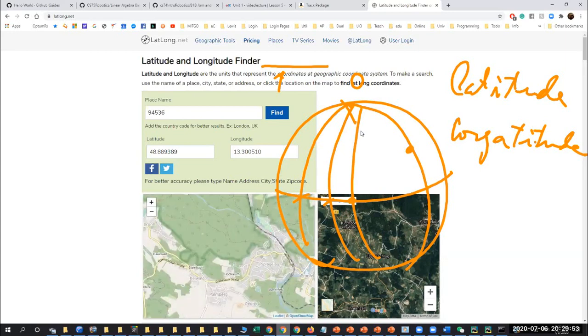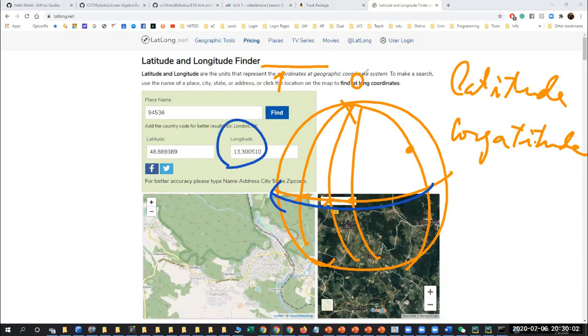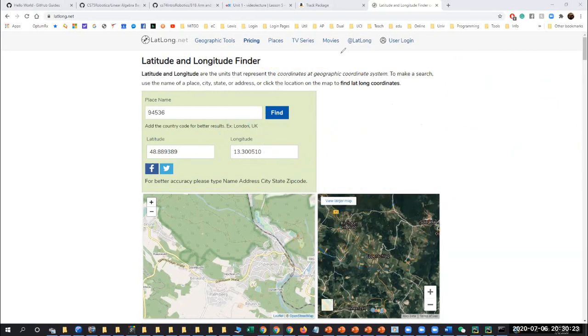So I think longitude is X. So this is longitude. Is that okay? And latitude is the angle to your Earth's center, the theta here. Is that okay? Longitude is the angle here. Okay, let's look at the Earth's ball again.